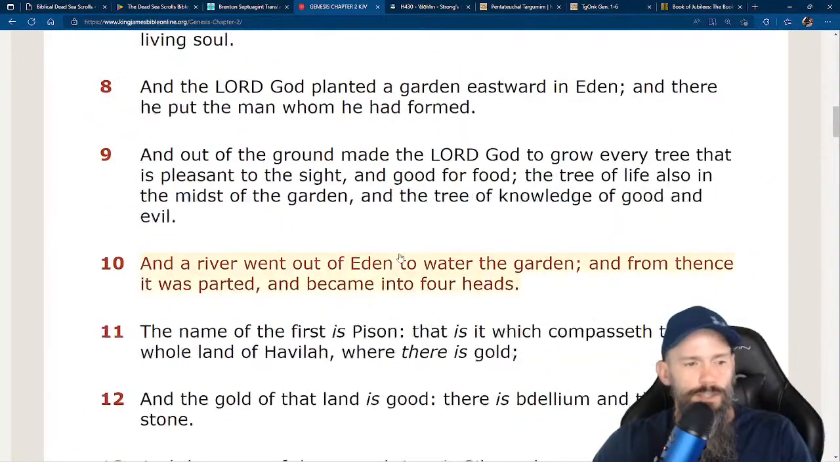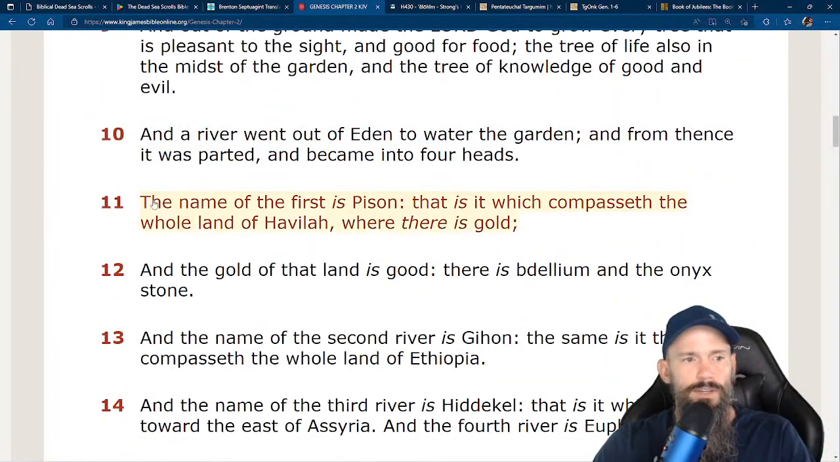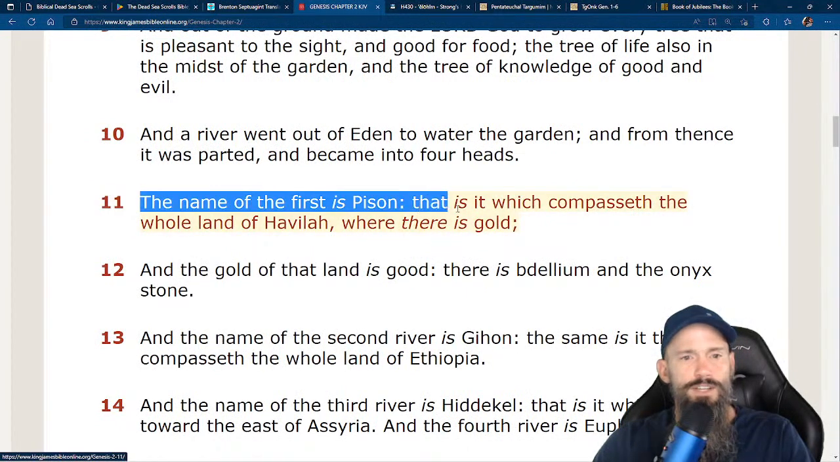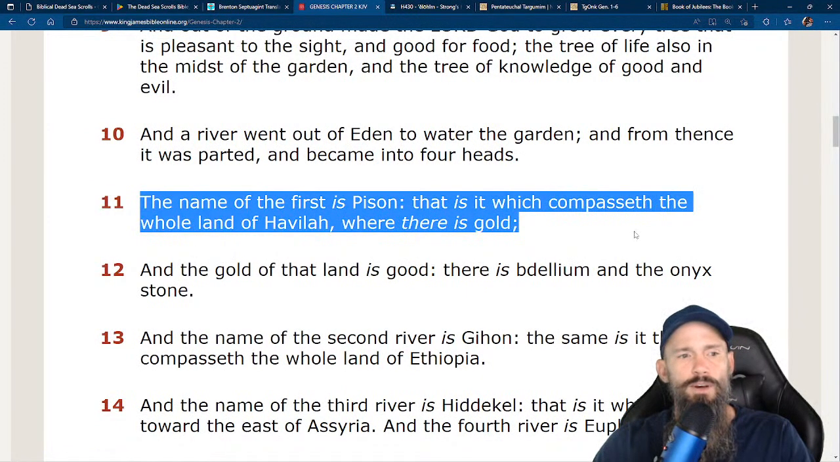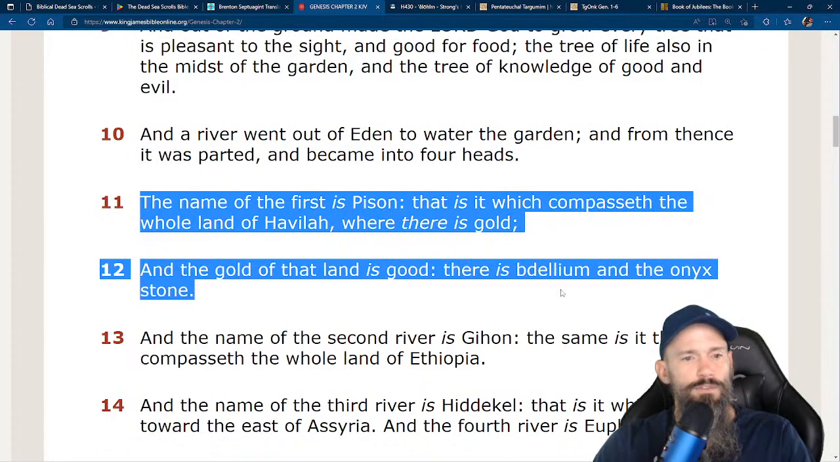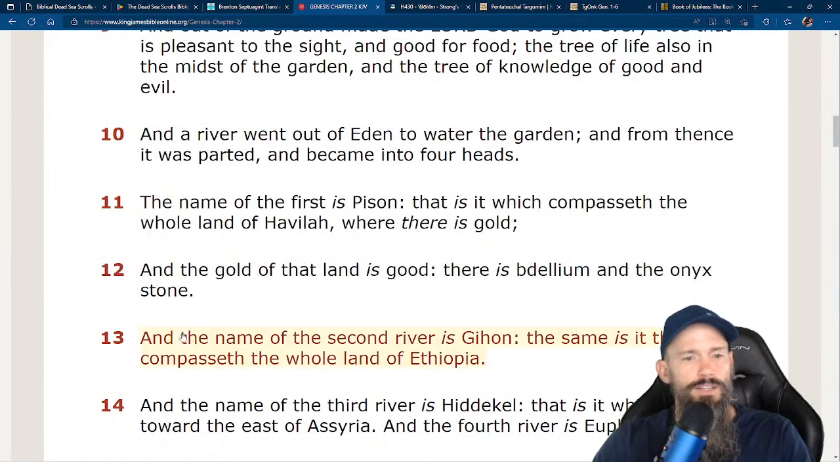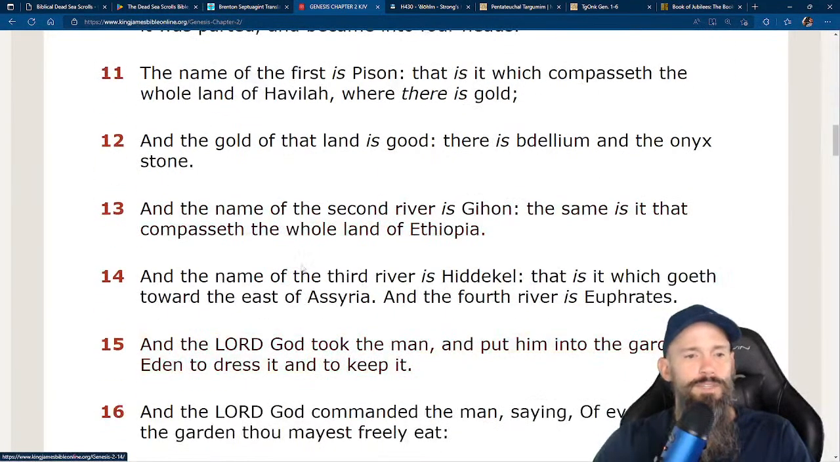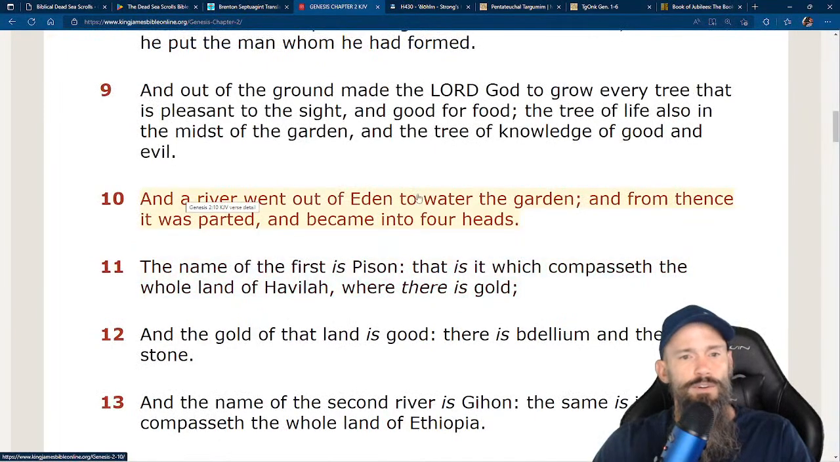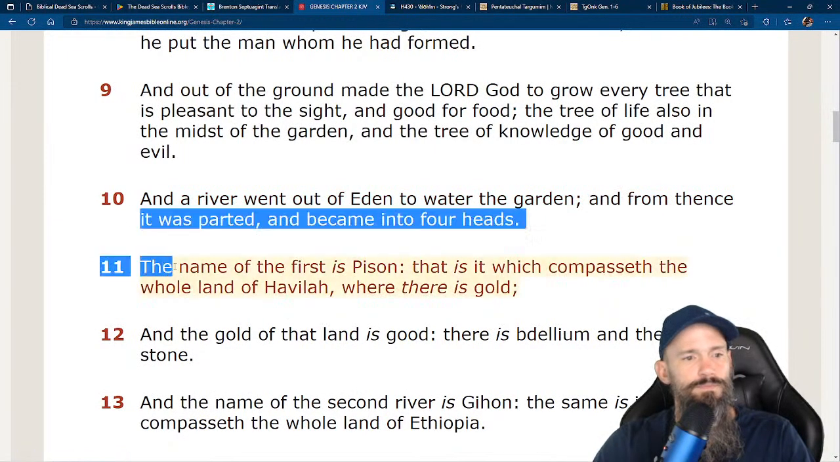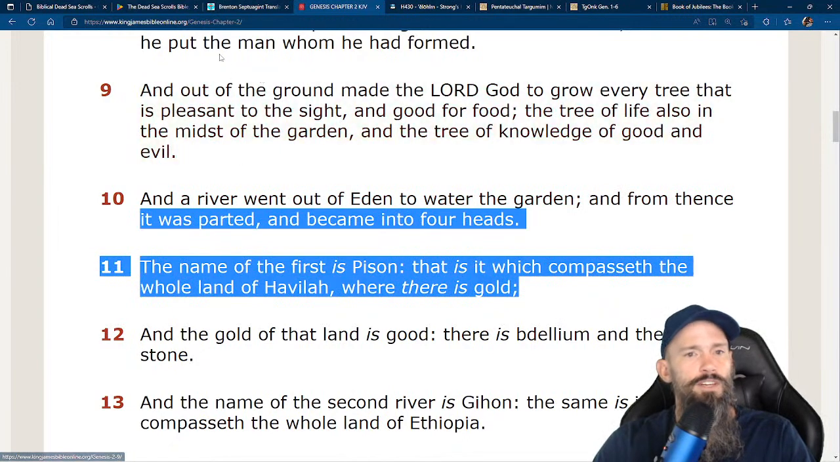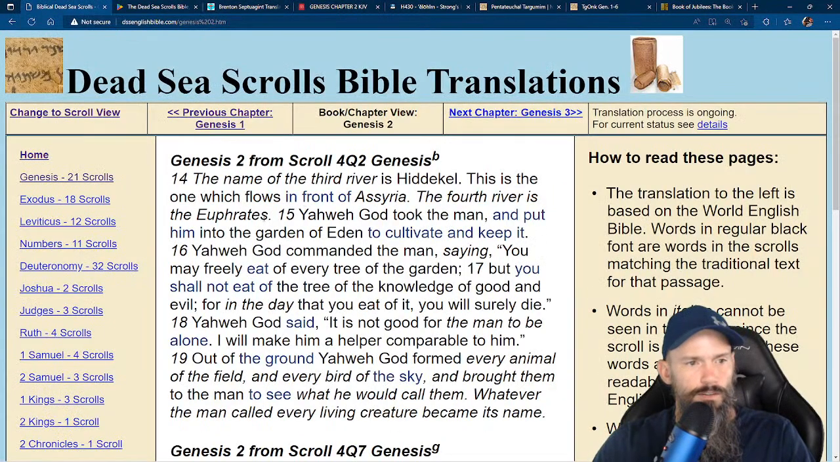And if you look, name of the first is Pasan. That is it which encompasseth the whole land of Havilah, where there is gold, and the gold of that land is good. The second is Gihon, that encompasses Ethiopia. So where's the land of the river out of the land of Eden? So, land of Eden, gold. 14. The name of the third river is Hiddekel. This is the one which flows in front of Assyria. The fourth river is Euphrates.